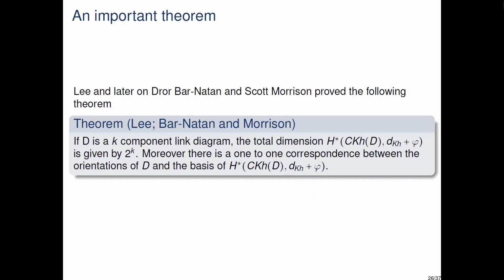Instead of looking at the homology with respect to DKH, we can look at this perturbed differential. The interesting theorem is that if D is a k-component link diagram, then the total homology of this perturbed differential, where we add phi to the Khovanov differential, has total dimension exactly equal to 2 to the power k, where k is the number of link components.